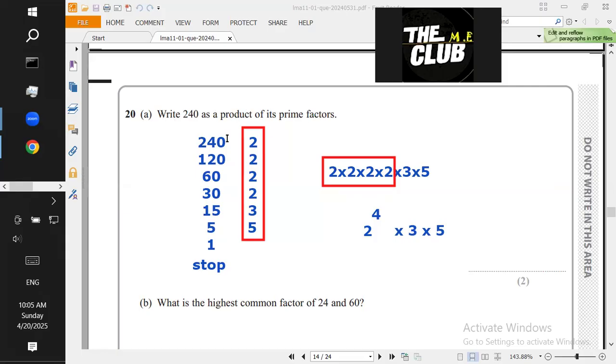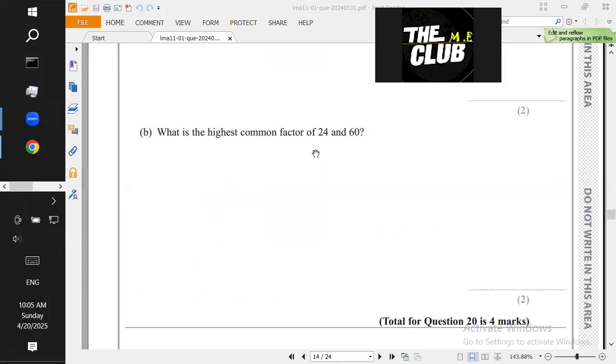Now let's move on to the next question. In the next question here, question B, let's go down. What is the highest common factor of 24 and 60? Now, to find the highest common factor of two numbers, you have to find the factors of these numbers. And finding a factor of a number will be by following these steps.